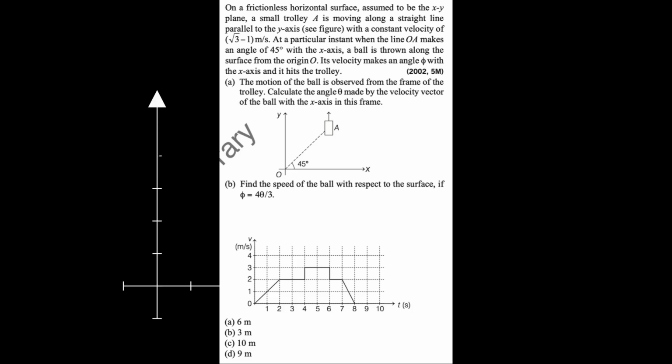Welcome to this fascinating relative velocity problem. We have a frictionless horizontal surface, which we'll treat as the xy plane. Watch as I set up our coordinate system with the x-axis pointing right and the y-axis pointing upward. Here's our green trolley labeled A, moving along a line parallel to the y-axis.